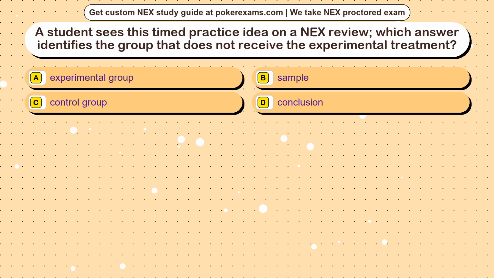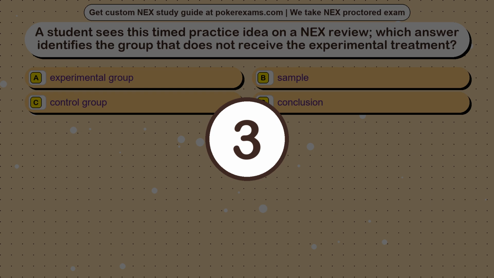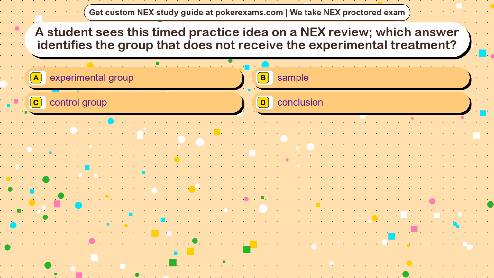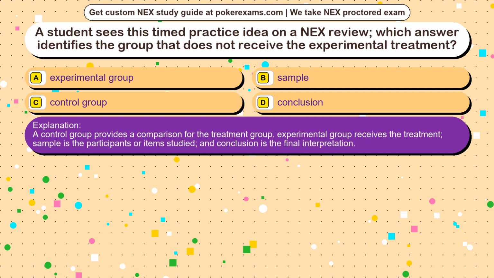Question 10. A student sees this timed practice idea on a NEX review. Which answer identifies the group that does not receive the experimental treatment? Option A, experimental group. Option B, sample. Option C, a control group. Option D, a conclusion. The correct answer is option. A control group provides a comparison for the treatment group. Experimental group receives the treatment, sample is the participants or items studied, and conclusion is the final interpretation.